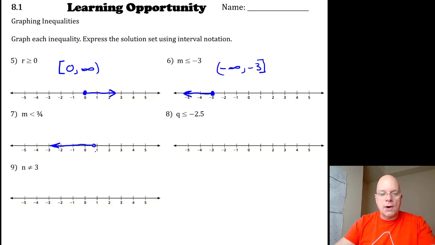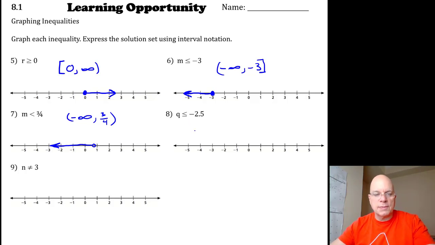So this is the correct graph, and the interval will go from -infinity, which always gets parentheses, all the way up to 3/4, but parentheses to indicate that the 3/4 is not included as a possible value for m.